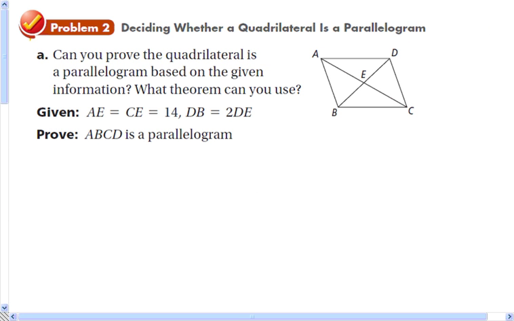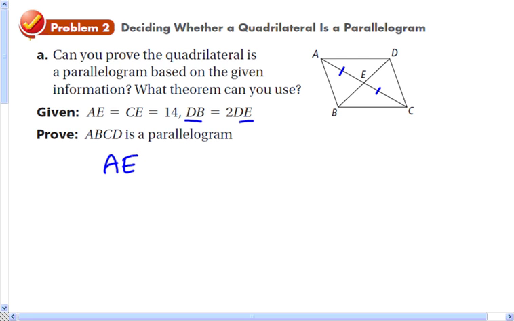All right, problem 2, decide whether a quadrilateral is a parallelogram. Can you prove the quadrilateral is a parallelogram based on the given information? What theorem can you use? So we're given that AE and CE are equal, and they're both 14. And we're also given that DB is equal to 2DE. Prove that ABCD is a parallelogram.